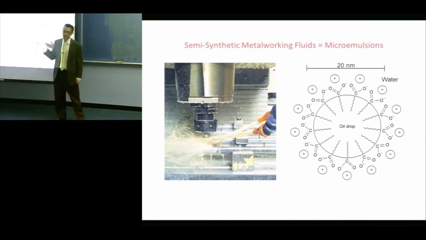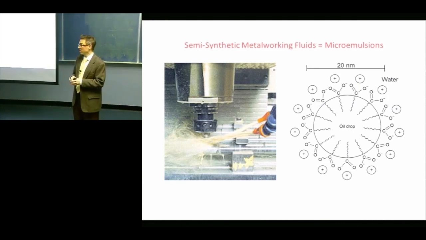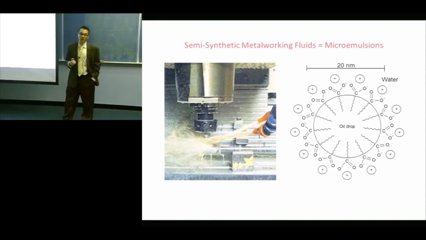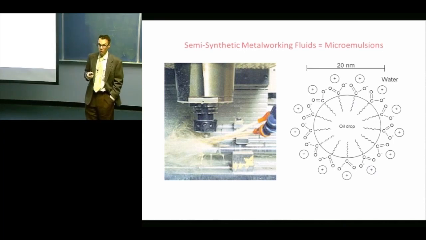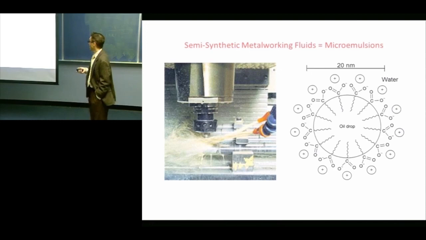I'll say more about why it's interesting in a second, but first, what are these things? When you cut metal or form metal, the tools get hot. You can imagine this is a milling operation going on here, and you can't really see because of all the cutting fluid. It looks like milk, and from the standpoint of a bacteria, it may as well be milk, but really they're emulsions, oil droplets suspended in water. Why use these microemulsions as metalworking fluids? It makes some sense at some level.